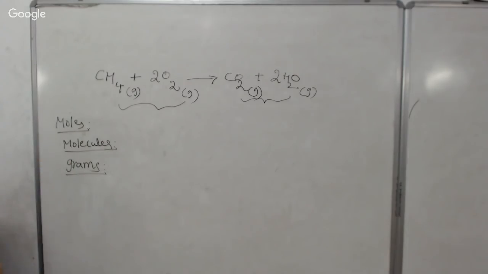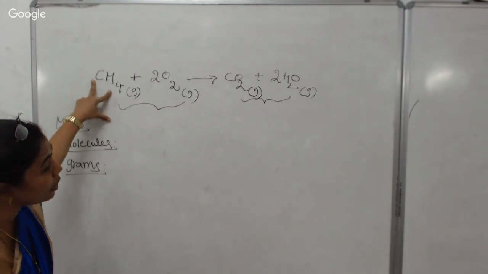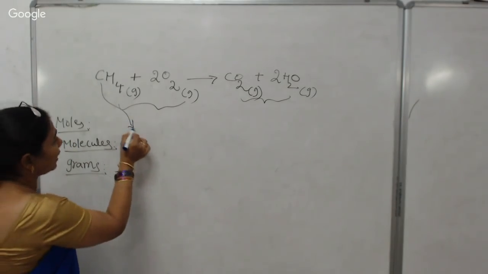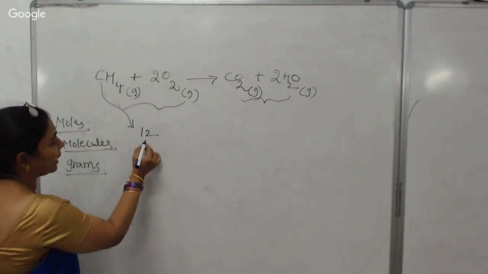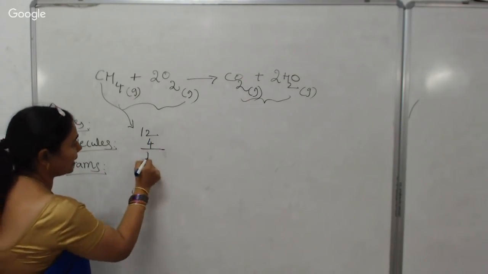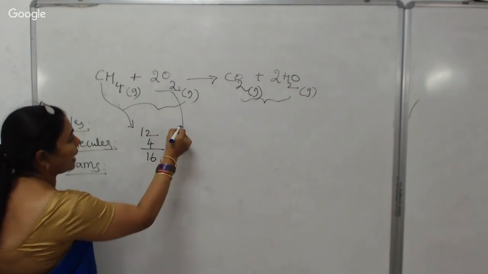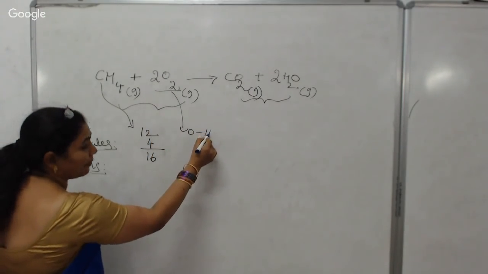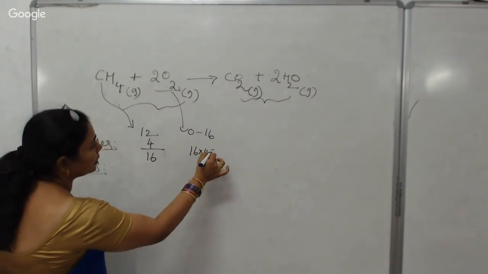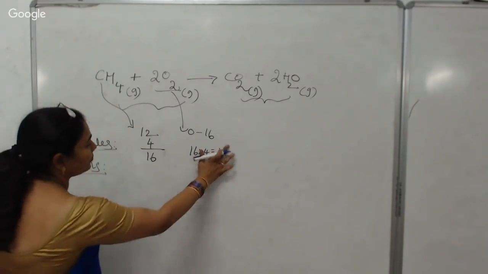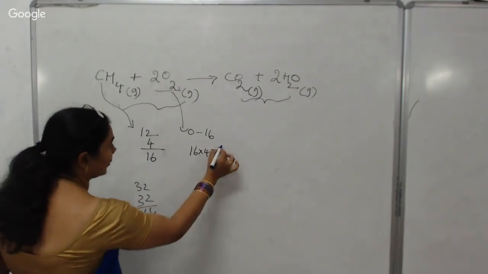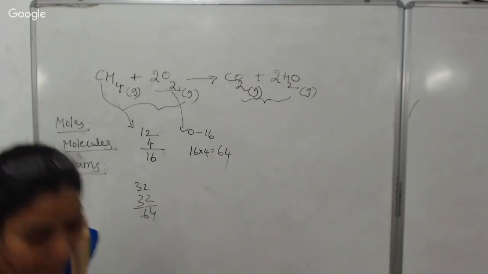Then how will you explain in grams? 16 grams of methane. How will you tell it is 16 grams? Carbon atomic weight is 12 and there are 4 hydrogen atoms, each hydrogen atom is 1, so 4 hydrogen atoms make 16. And 2 oxygen atoms, each oxygen atom has atomic weight 16, but it is 2 moles, so 16 into 4, 64. Okay.